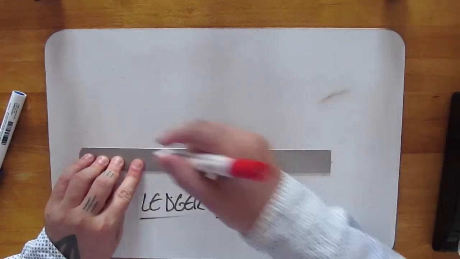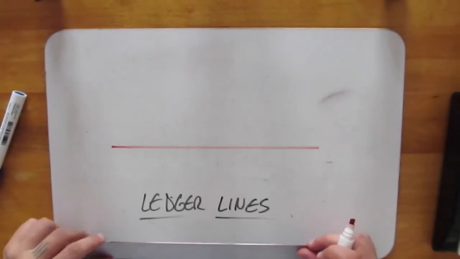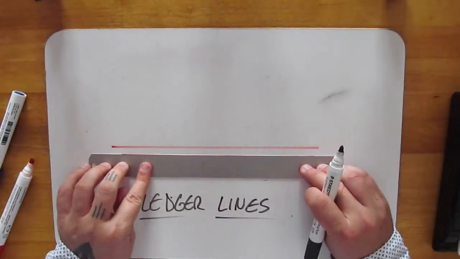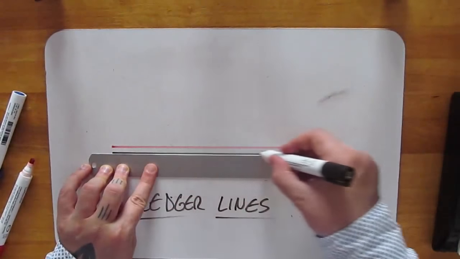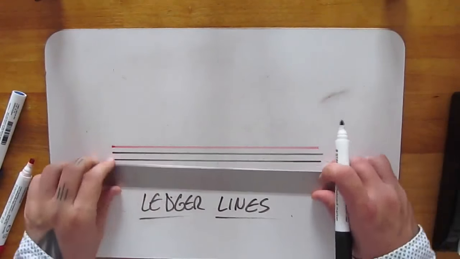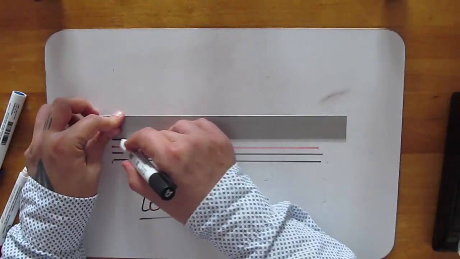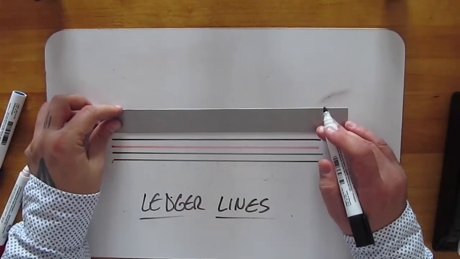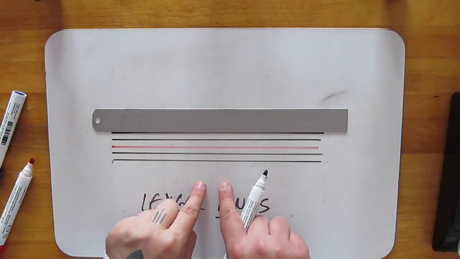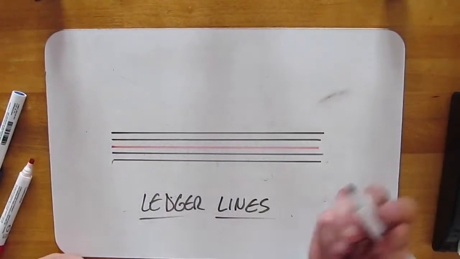Ledger lines clearly work both ways. Whether you need a few extra notes below the staff, or a few extra notes above the staff, they work in both instances. So if you need a couple of extra notes down here, or a couple of extra notes up here, the ledger lines will do the job.